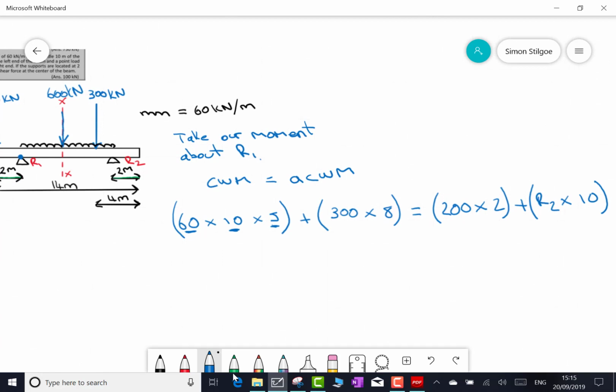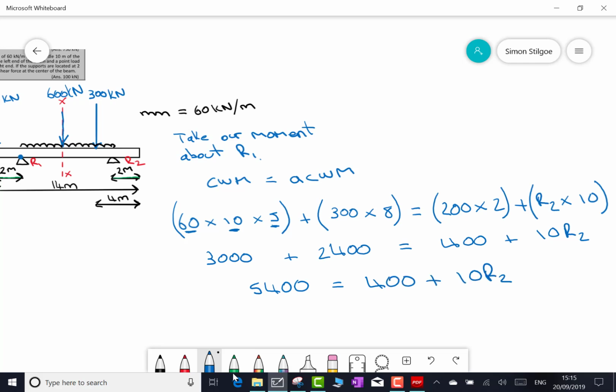So let's do that. Well, 60 times 10 is 600, and 600 times 5 gives me 3,000. 300 times 8 gives me 2,400. 200 times 2 gives me 400, and R2 times 10 gives me 10 R2. We can simplify this. 3,000 plus 2,400 is 5,400. And on the right-hand side, that can stay as it is, 400 plus 10 R2.